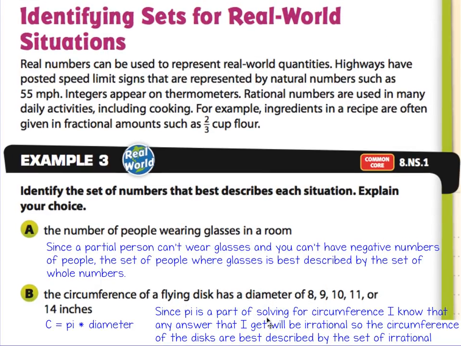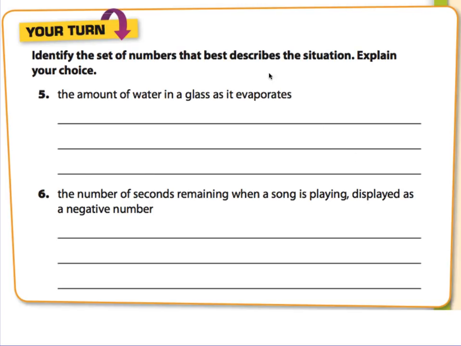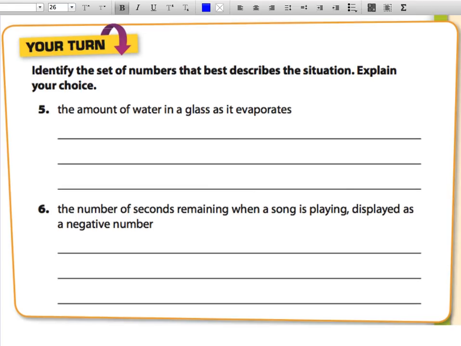Okay, so I have to use what I know about common sense and about formulas to help me determine that all of these answers are going to be irrational because of the fact that pi is irrational. All right, so now what I want you to do is try these and then come back and check your answers.